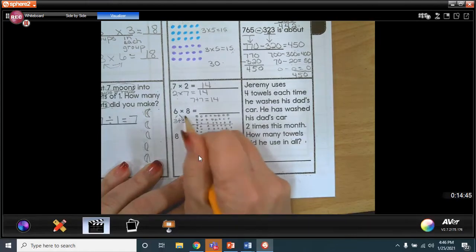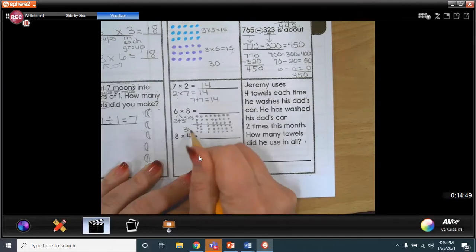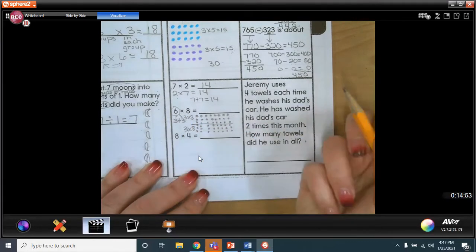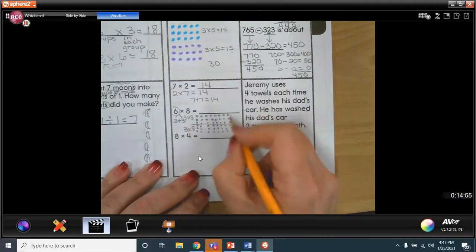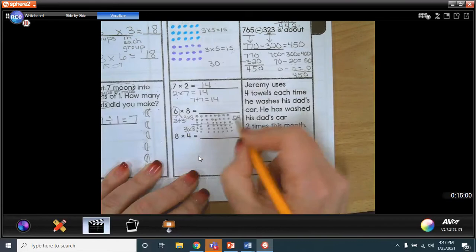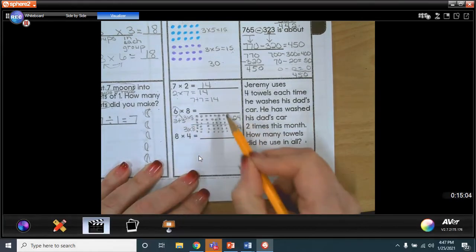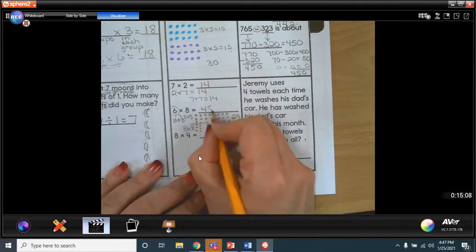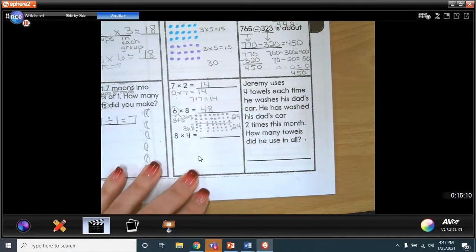So this tells me I can do 3 groups of 8 and then another 3 groups of 8, which is still going to give me my 6 rows. Now, if you know that 3 times 8 is 24, then you know that this 3 times 8 is also going to be 24. And when you put these all back together again, your product is going to be 48.